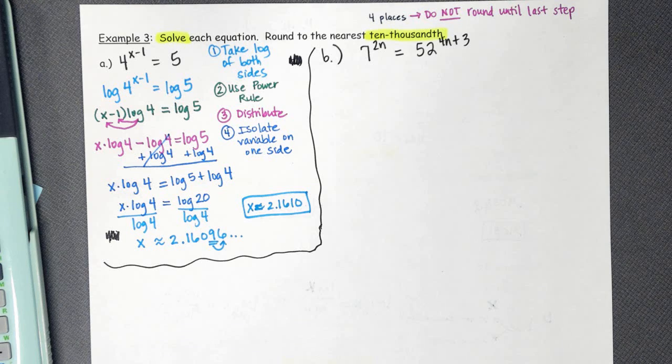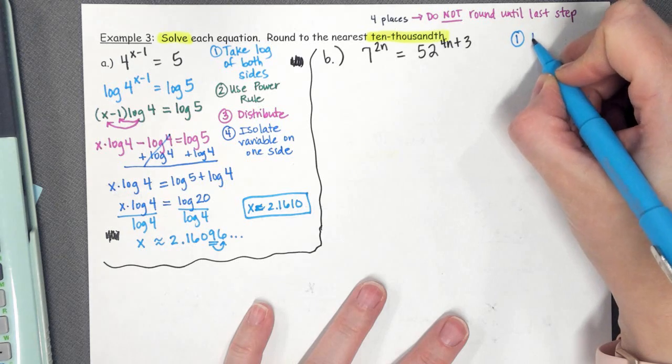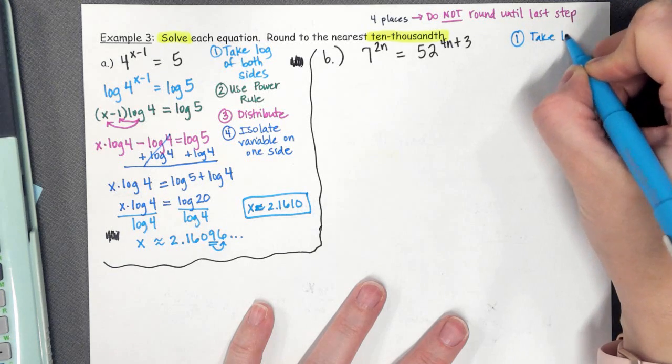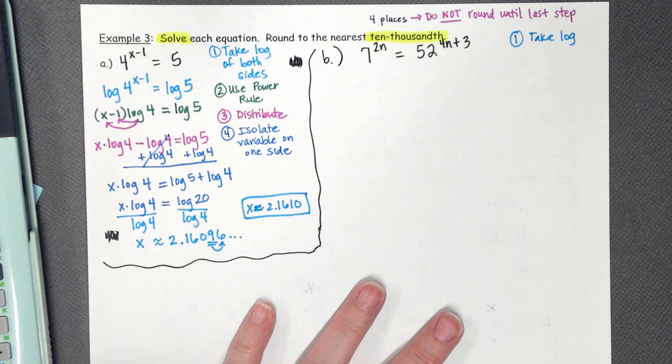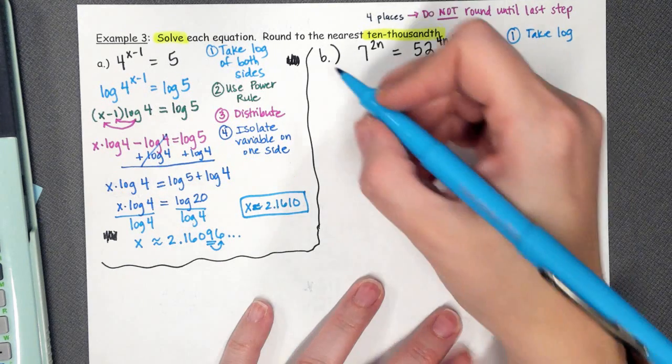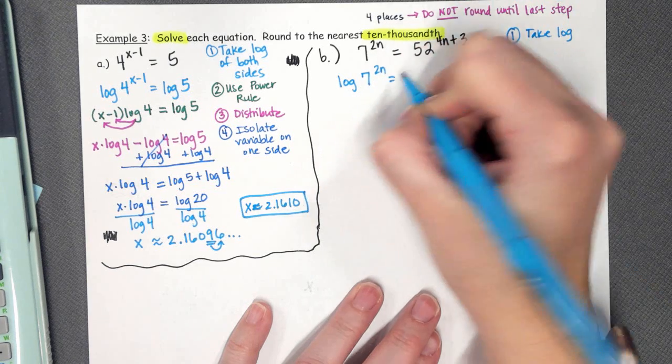Our step list is going to be almost identical. There's just one other different thing we're going to do. So first step is always to take the log. When you're writing the log, you need to write it in front.